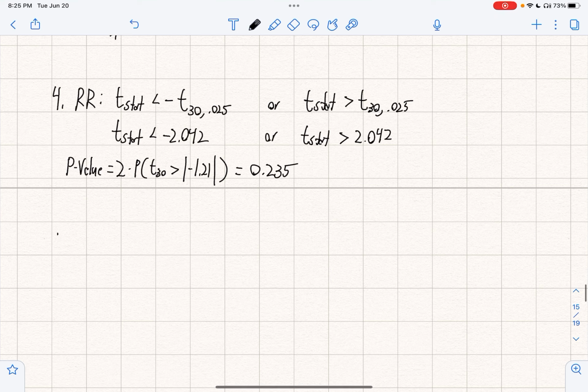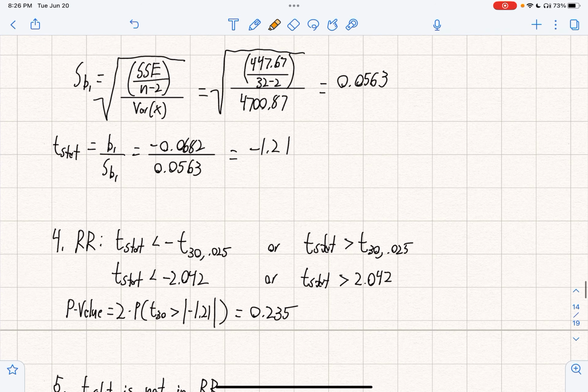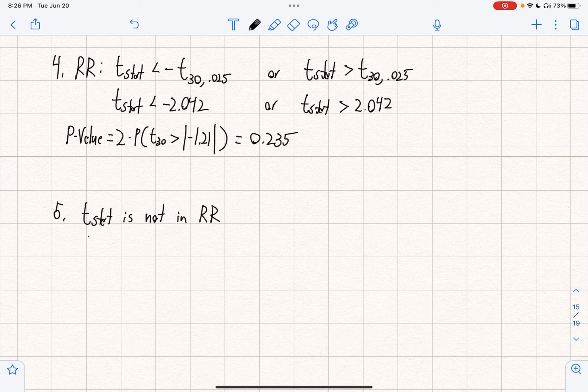So now we're ready to make our conclusion. We could note that T-stat is not in the rejection region. How do we know? Well, our T-stat is negative 1.21. So we just plug that in. Is negative 1.21 less than negative 2.042? No. Is negative 1.21 bigger than positive 2.042? No. Therefore, we would not reject the null hypothesis. So we fail to reject H naught.